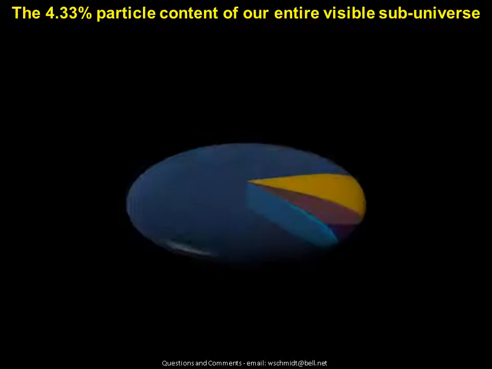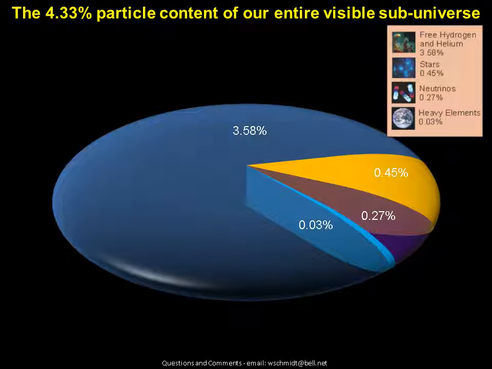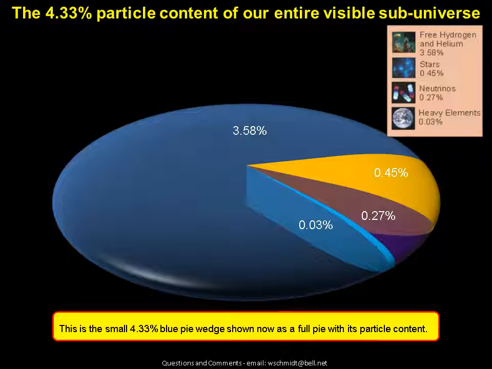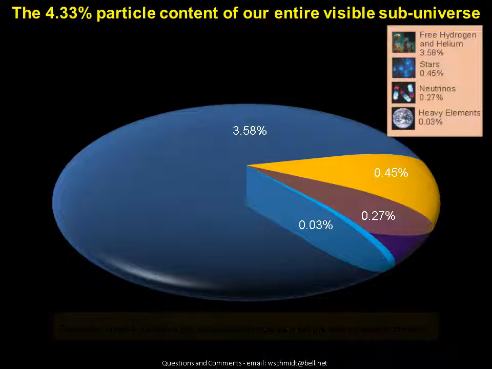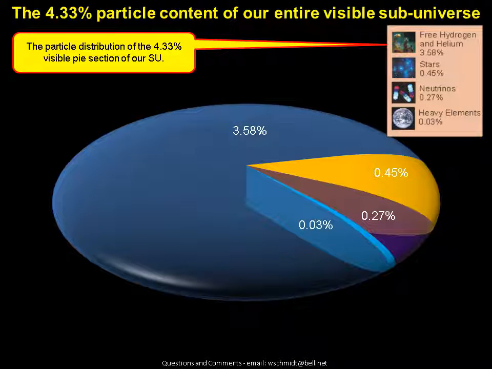The 4.33% particle content of our entire visible sub-universe. This is the small 4.33% blue pie wedge shown now as a full pie with its particle content. Here is a breakdown of the particle distribution of the 4.33% visible pie section of our sub-universe. Free hydrogen and helium 3.58%. Stars 0.45%. Neutrinos 0.27%. Heavy elements 0.03%.